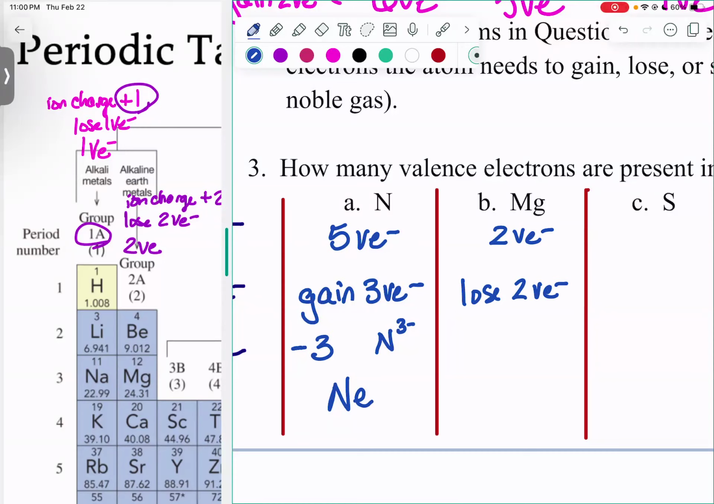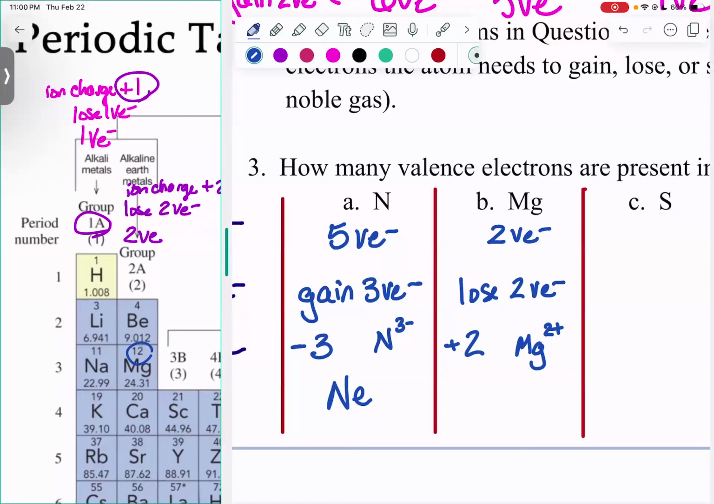If you lose 2 electrons but keep the same number of protons, that means you're going to have 2 more protons than electrons. So you're going to have a charge of plus 2. If I wrote the symbol, that would be Mg 2 plus.